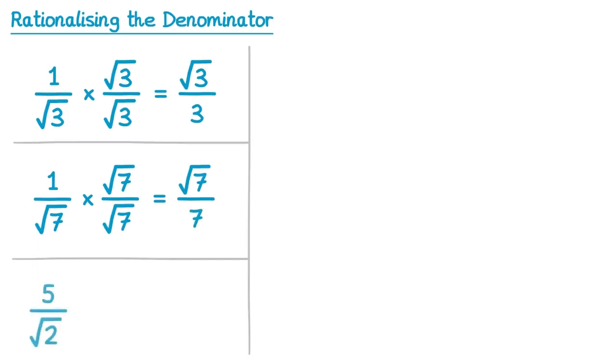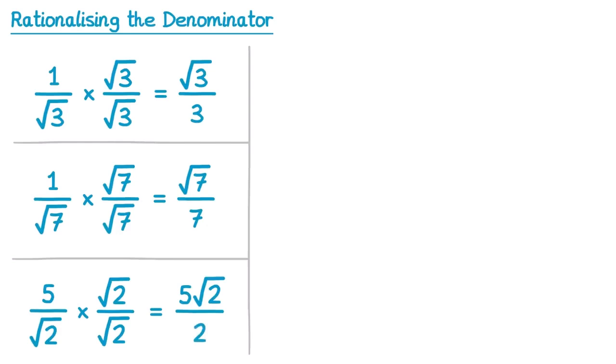Let's try another. So this time we've got a 5 on the top, not a 1 anymore. Since there's a square root 2 on the bottom, we're going to multiply by square root 2 over square root 2. 5 times square root 2 is 5 root 2, and on the bottom, square root 2 times by itself is 2.